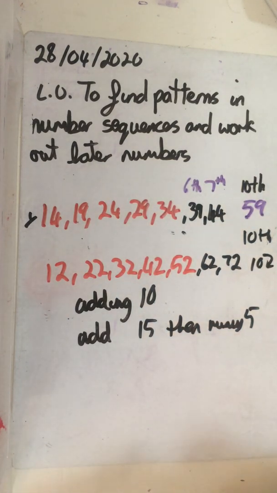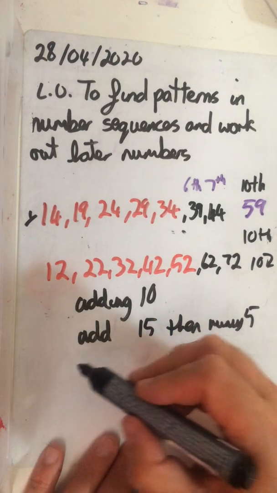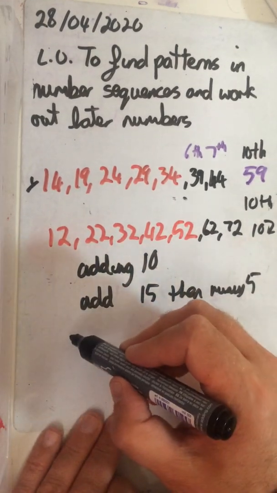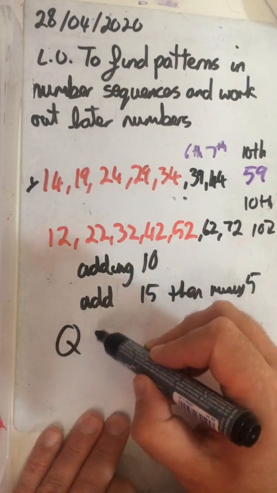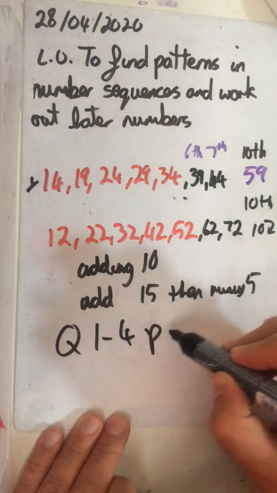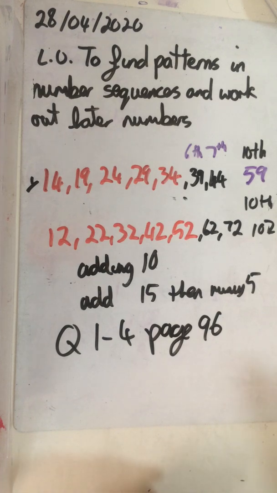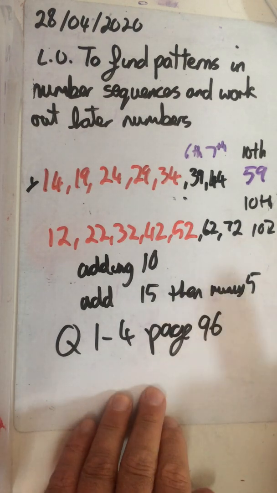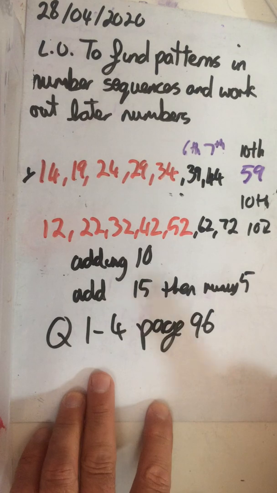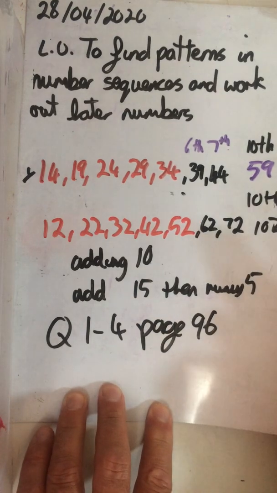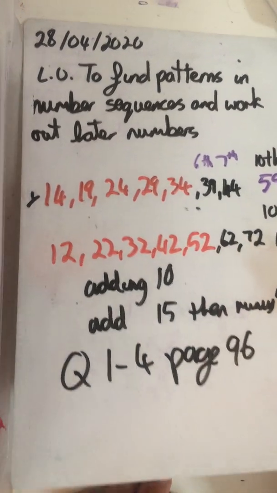Right, could you please have a go at these questions? Questions 1 to 4 on page 96. It shouldn't take you too long to do those. Just write out the first 5, then the next 2, and then the 10th, and write in the rule as the instructions ask you to. Pause the video while you do that, please. Pause the video now. Press play when you've done those.